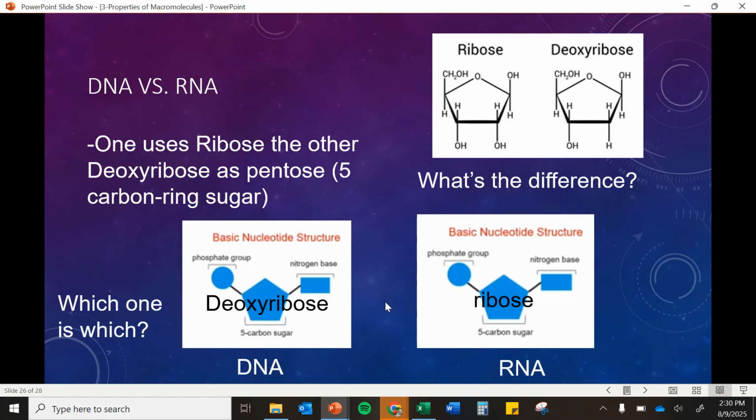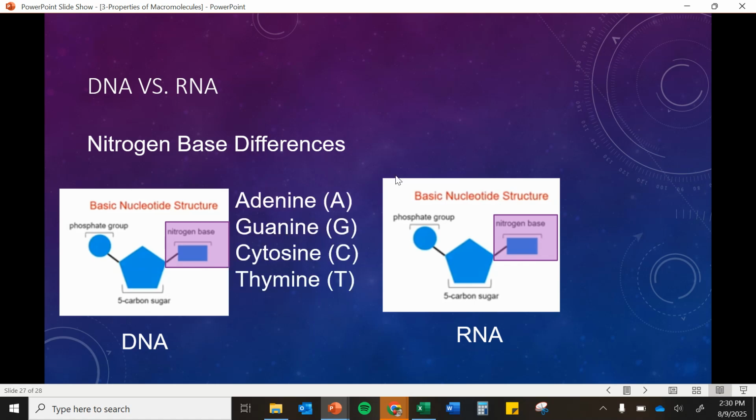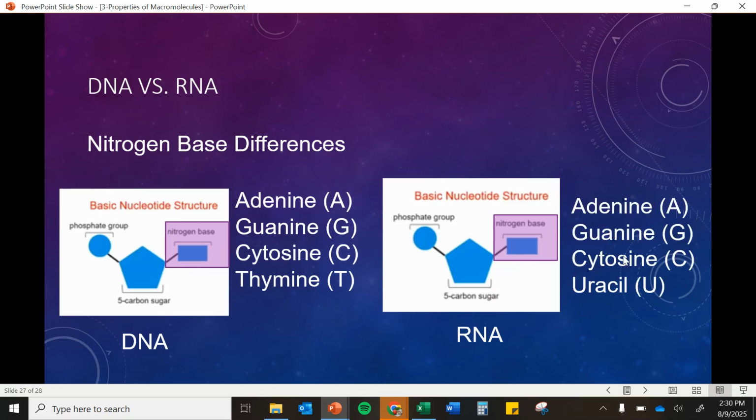They also have different nitrogen bases. The nitrogen base is located here. For DNA, you can have adenine, guanine, cytosine, or thymine. Those are all examples of nitrogen bases. And then RNA will have adenine, guanine, cytosine, or uracil. So instead of thymine, it's got uracil. But other than that, the adenine for an RNA is exactly the same as an adenine for a DNA.